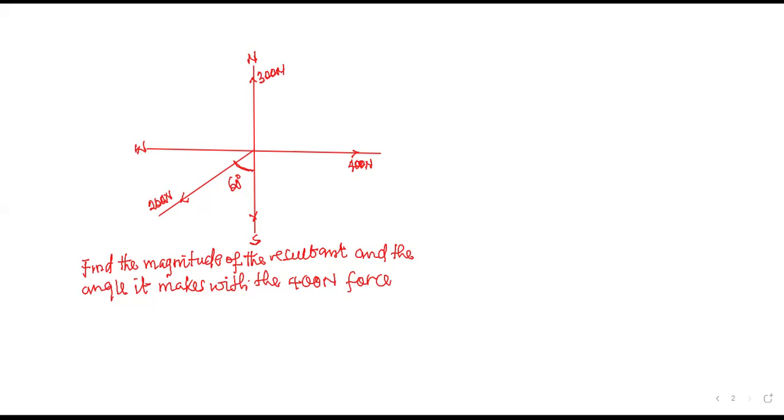Gideon. So please, the magnitude of the resultant is 608.27 Newton. And then the angle it makes with the 400 Newton force is 36.9 degrees. That your magnitude is what? The magnitude is 608.27 Newton. Okay. Let others also try. Then we'll see what they also do.